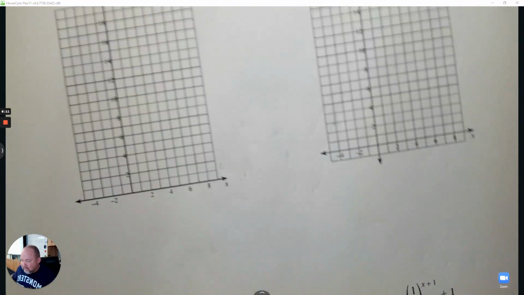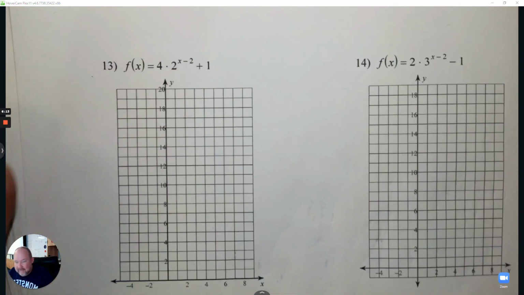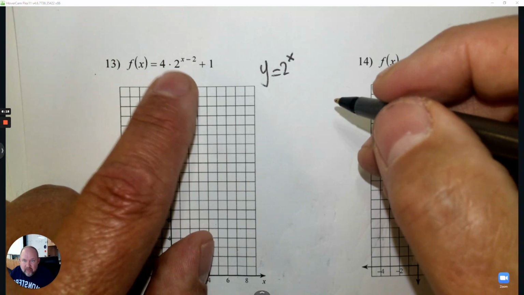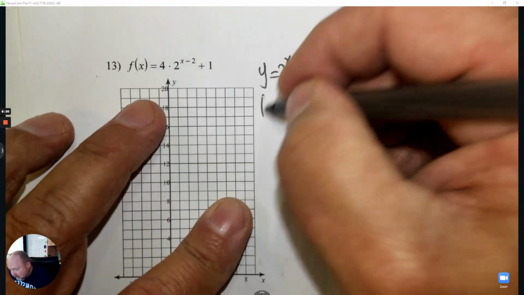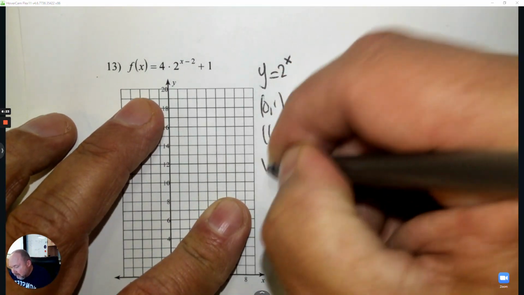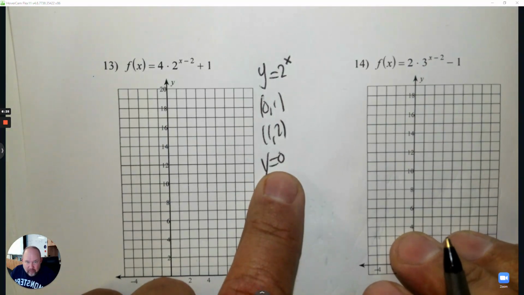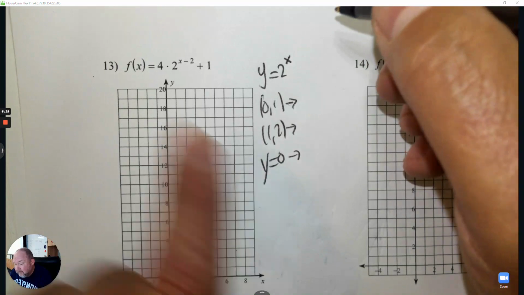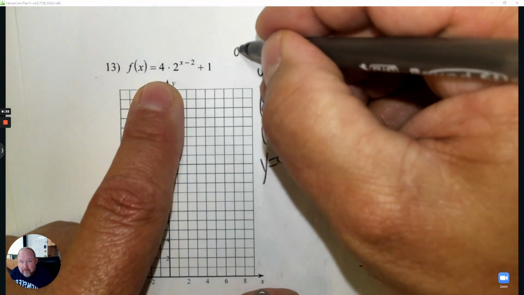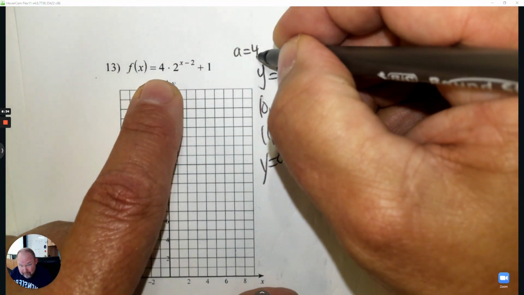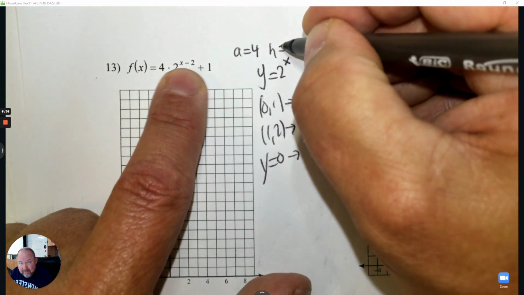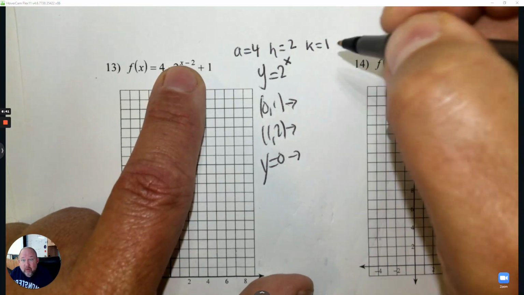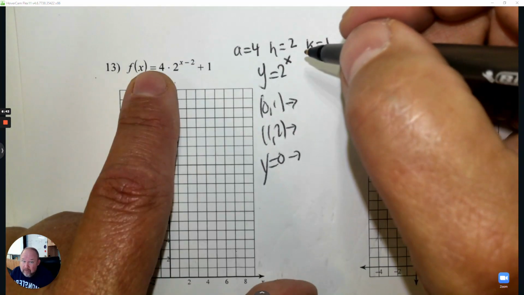All right, last page is graphing an exponential. So for that, I need to identify the basic exponential, the base to the exponent x, 2 points, which are 0, 1, 1, 2, and the asymptote, which is at y equals 0. I'm going to change these by recognizing the number in front I'm multiplying by is 4. That's A. H is positive 2. And K is positive 1.